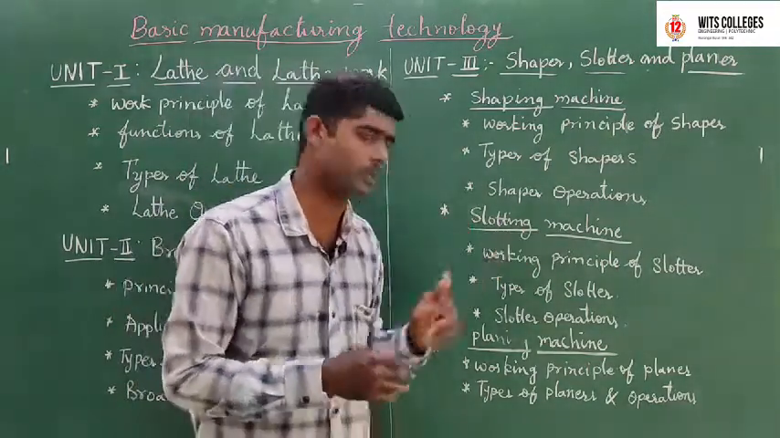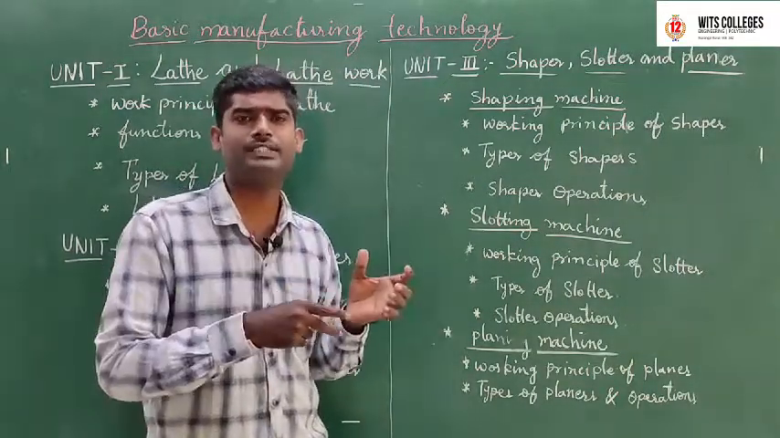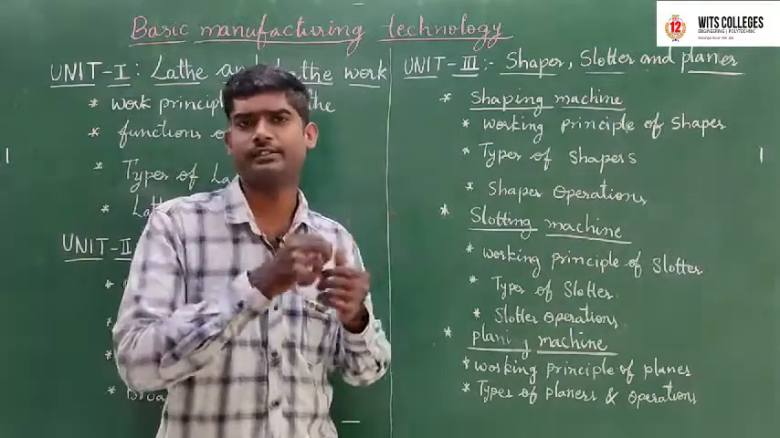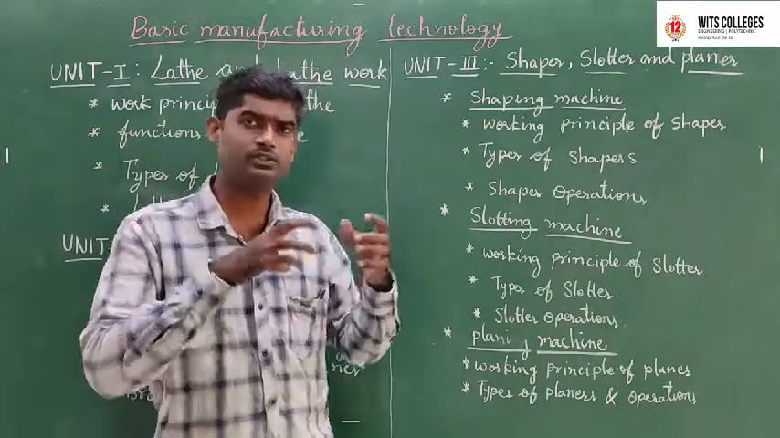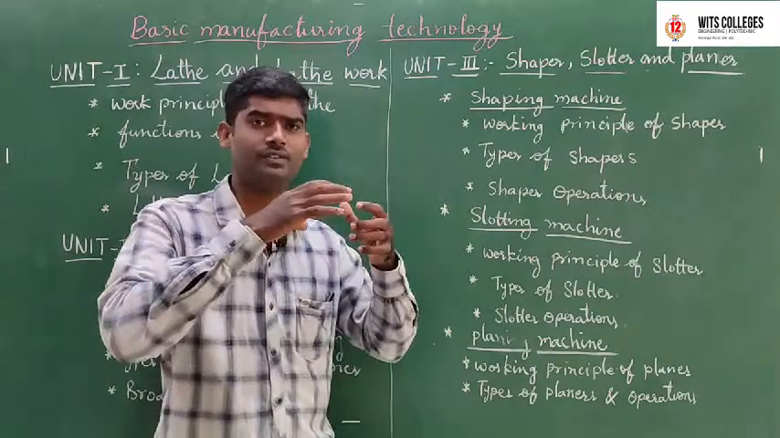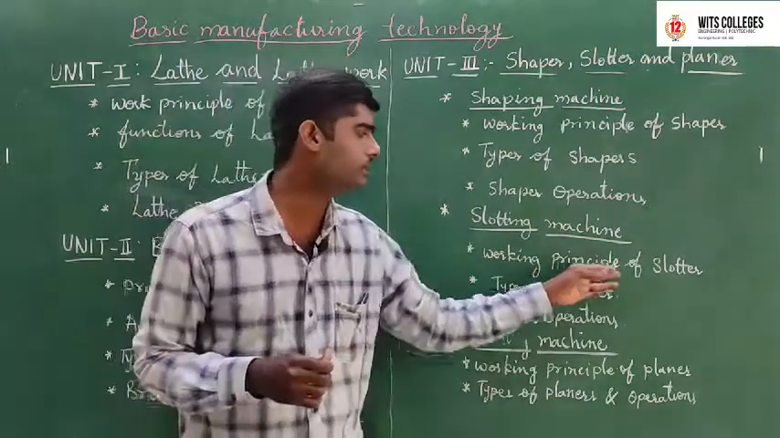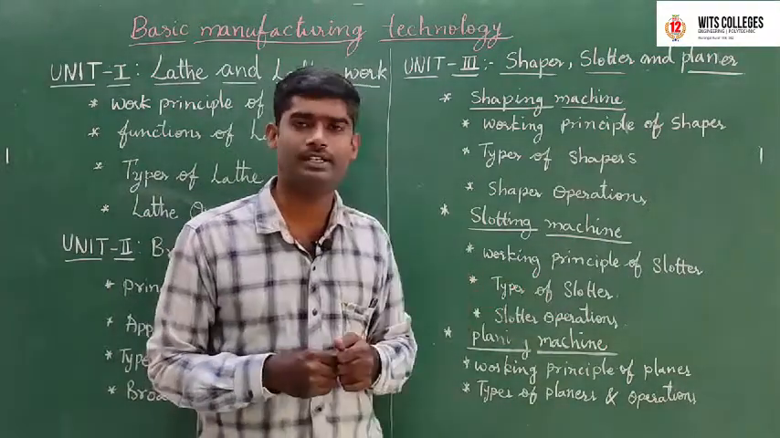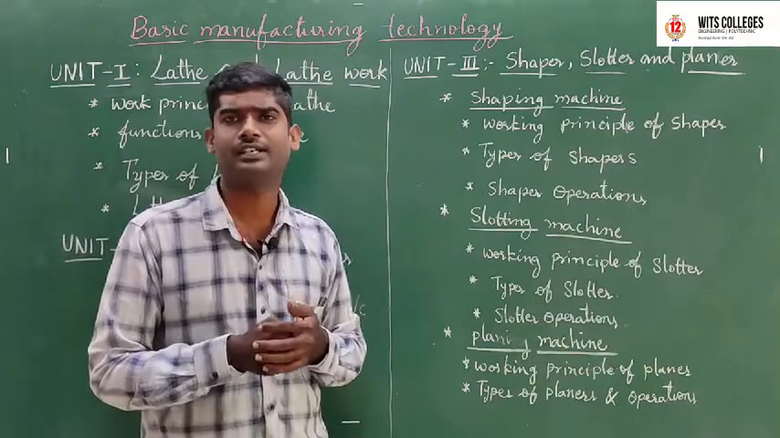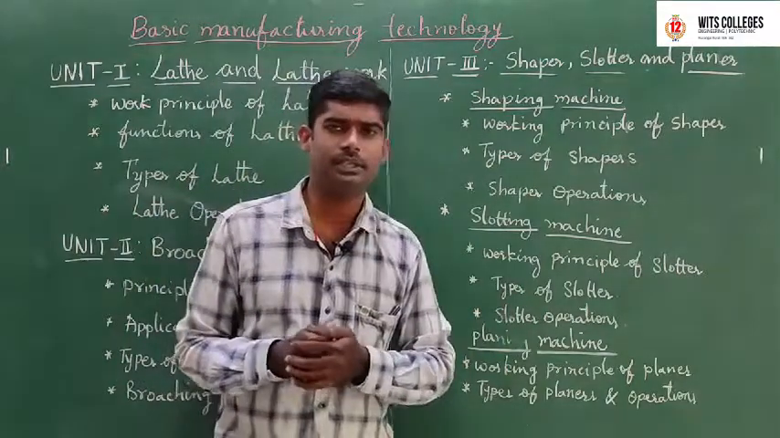Next, the slotting machine. When we manufacture components, there are some slots, for example when we join a gear and a shaft. We have one slot, and that slot resists the vibrations. Next, what are the principles of slotting machines? Next, types of slotters. There are many types of slotters, but two important ones are the vertical slotter and the horizontal slotter. Next, slotter operations.